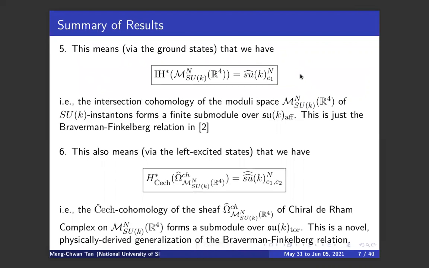Okay, so the intersection cohomology of the moduli space of SUK instantons on R4 forms a finite submodule over the affine algebra of SUK. Now, this is just a Braverman-Finkelberg relation. This is a math result that has been proven rigorously in 2008, I think, or 2007. So this is in some sense a corroboration or verification of the physical approach that we've taken so far. So, a math corroboration of the physical approach. Very good, that gives us confidence to carry on. Let's carry on and see what else we can get from this setup that we have been studying.